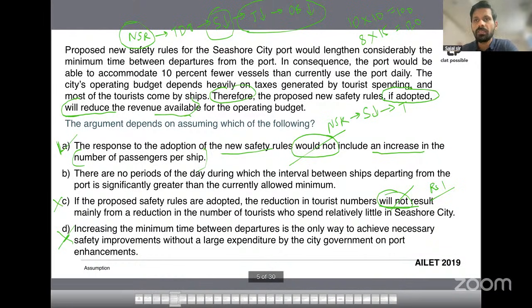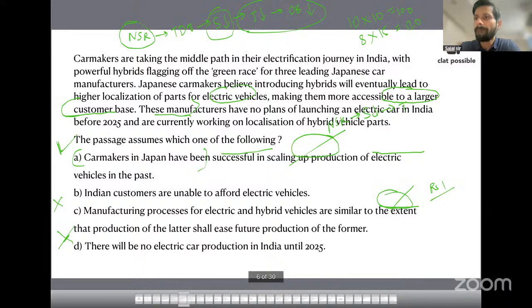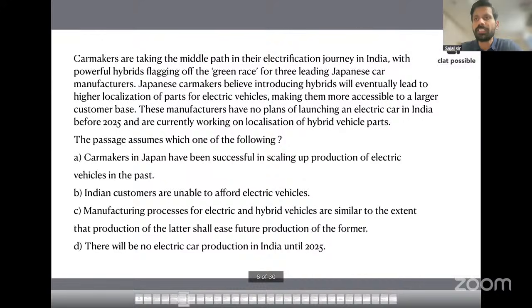Okay, let's do this one now. So mostly all the questions that we'll do from here on will be AILET previous year questions. The ones which are not, I'll tell you beforehand, but I don't think I've included any other questions apart from AILET previous year in this particular presentation. Okay, so let's solve this one. I'll just write, I think this is AILET 2022.